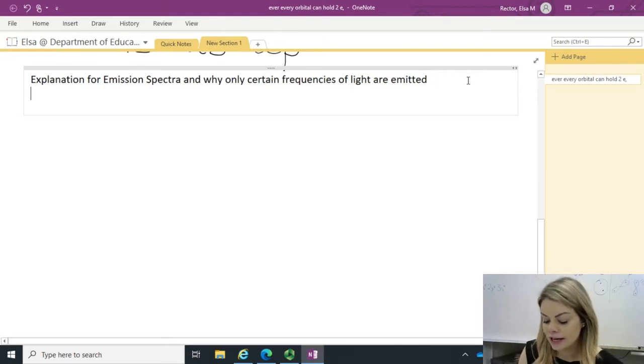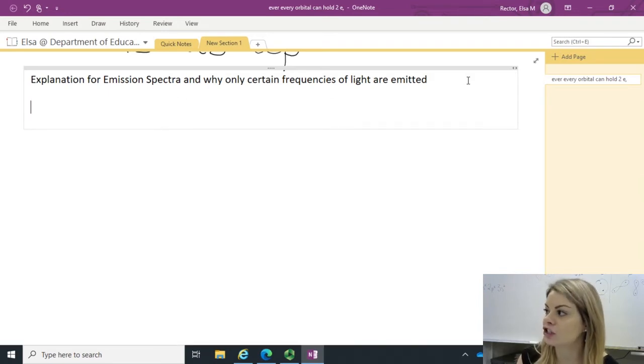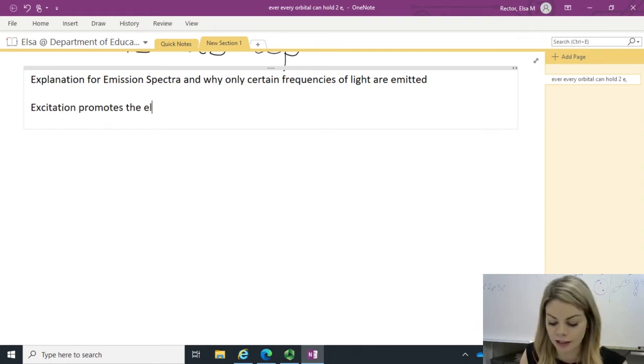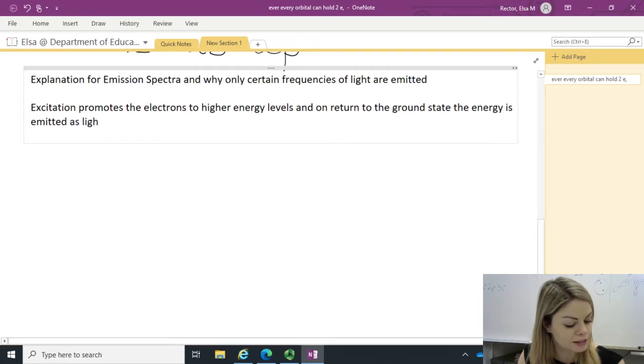Okie dokie. Ready? Now, what I have written here is really three points. The first thing is about the excitation process. Excitation promotes the electrons to higher energy levels, and on return to the ground state, the energy is emitted as light. Okay, next.